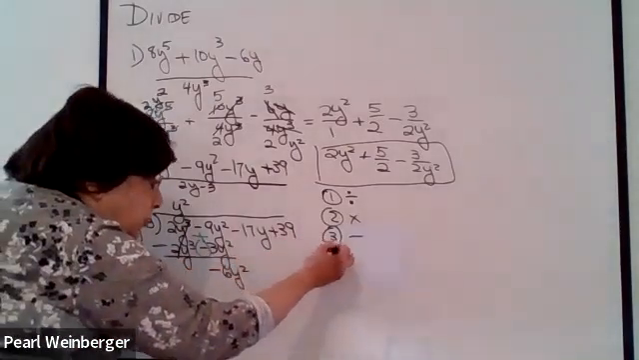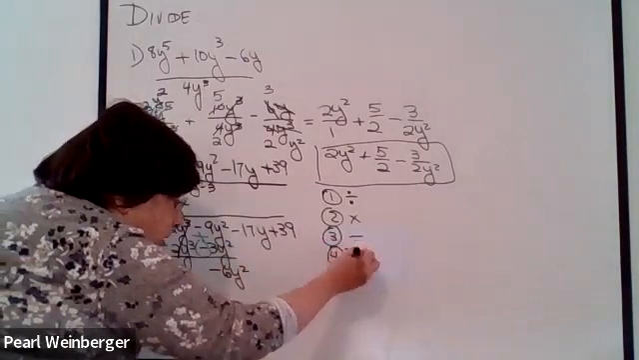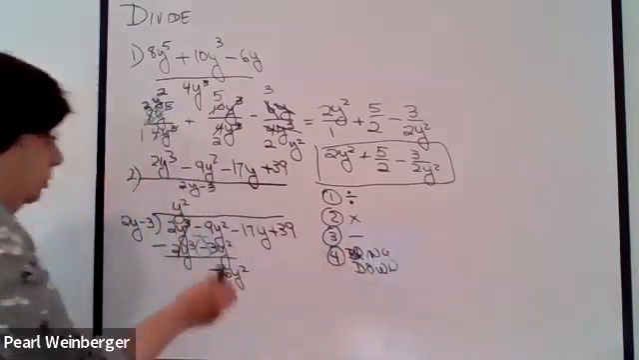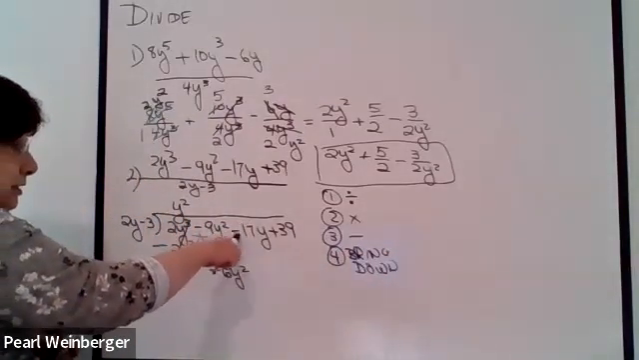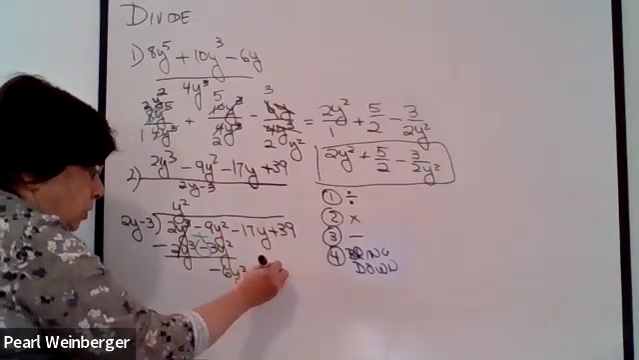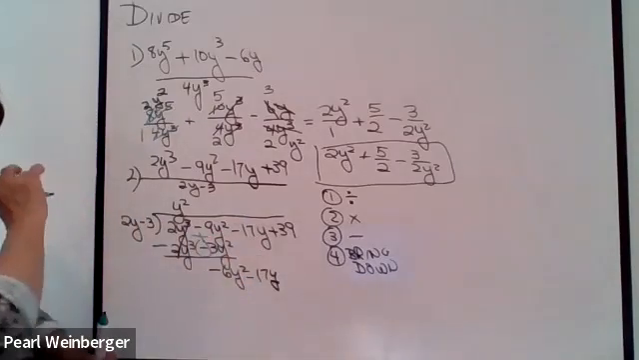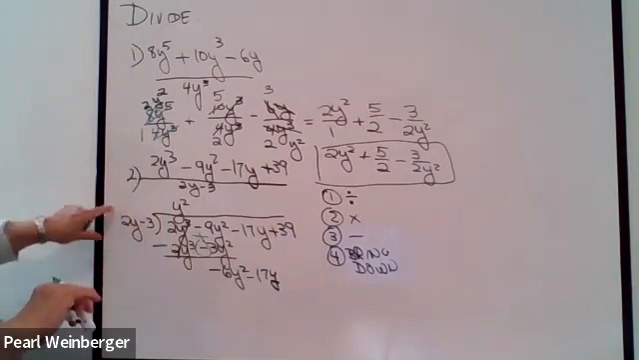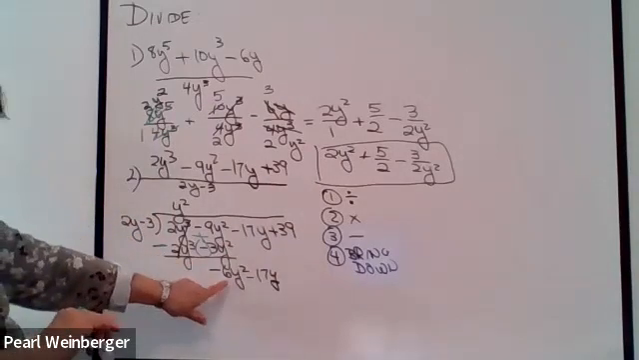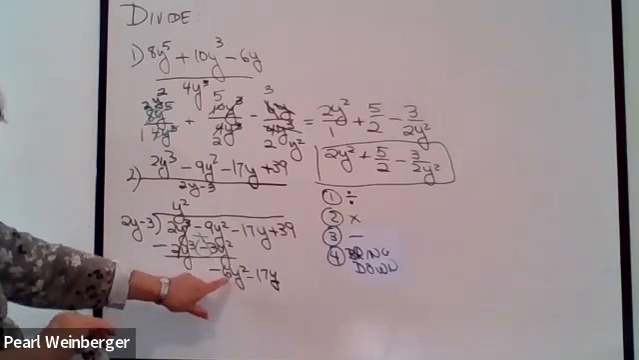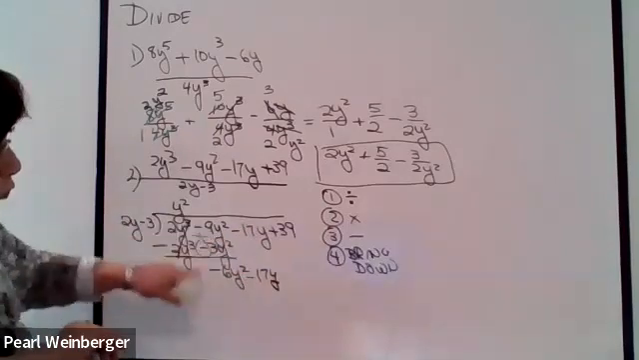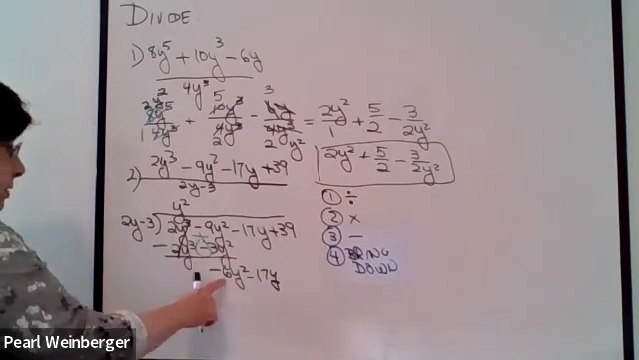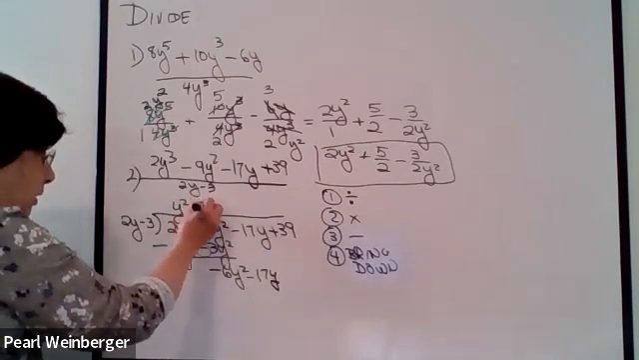After you do the subtraction, you bring down your next term. The next thing I see is -17y, so I bring that down. And now I go back to step number 1. I take the first term of my divisor and divide it into the first term of this new expression. So 2 into -6 gives me -3.